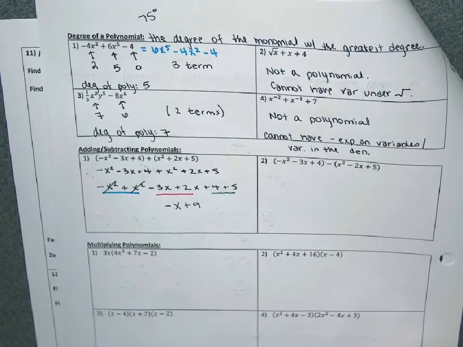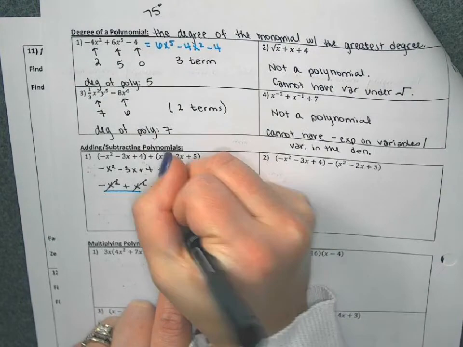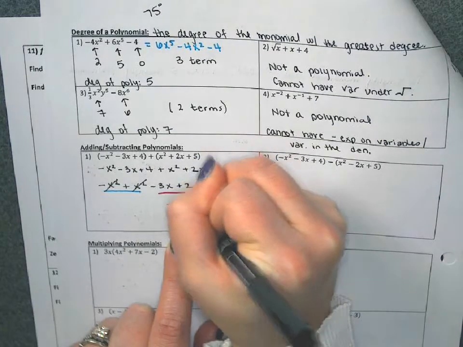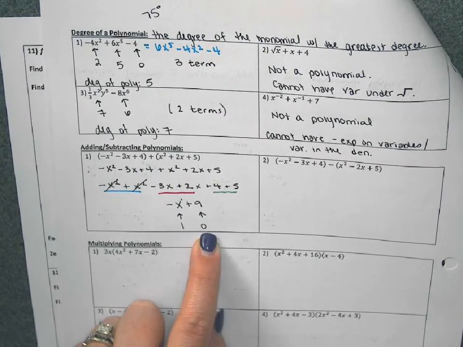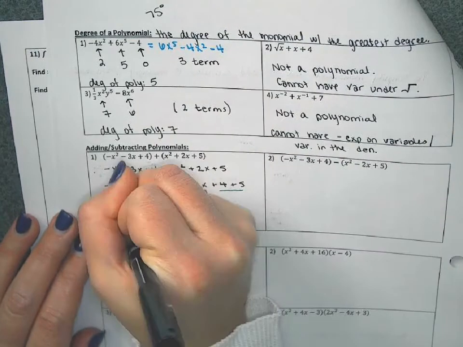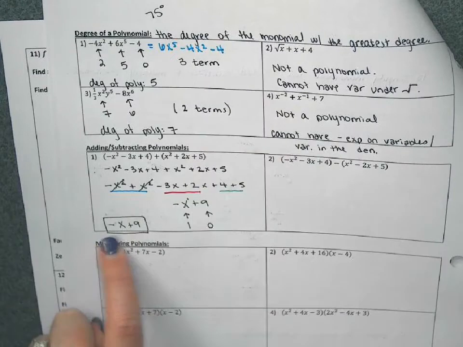The only thing in addition that you want to remember here is that order matters in your final answer. This has a degree of an invisible 1. This has a degree of 0. So we have to make sure that when we write our answer, it's in the order from highest to lowest. So our final answer has to be written negative x plus 9 because that's in the order from the highest degree to the lowest.